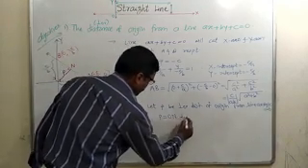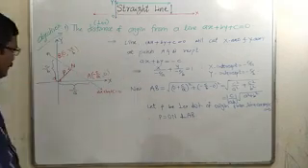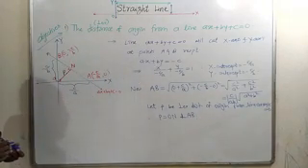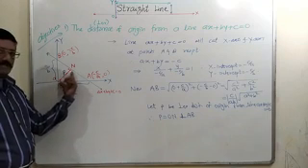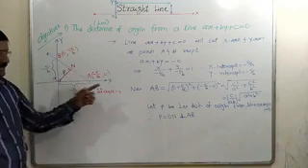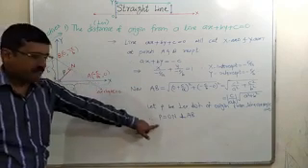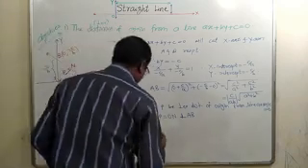ON, which is perpendicular to AB. Now, can we find the area of the triangle? Obviously, because this ON is nothing but the height of the triangle, and we can consider AB as the base. Considering AB as base and P as height of the triangle, we can write the area of the triangle.